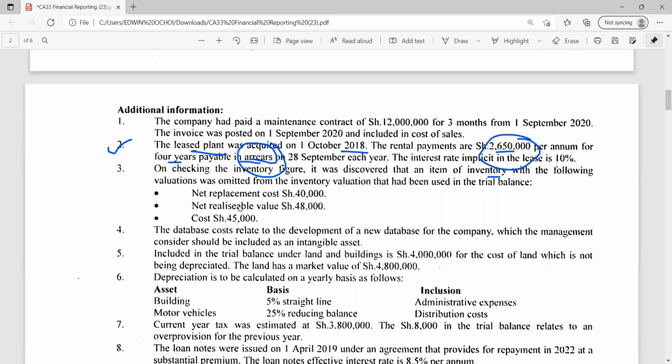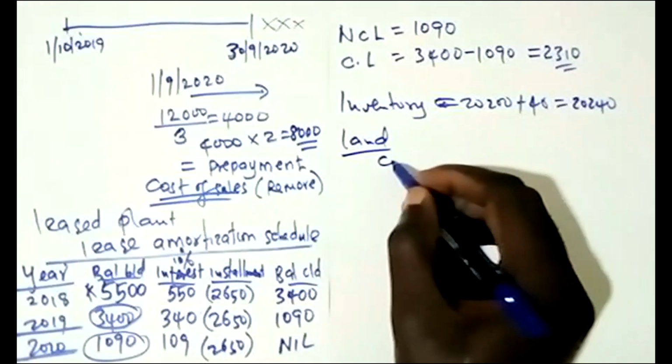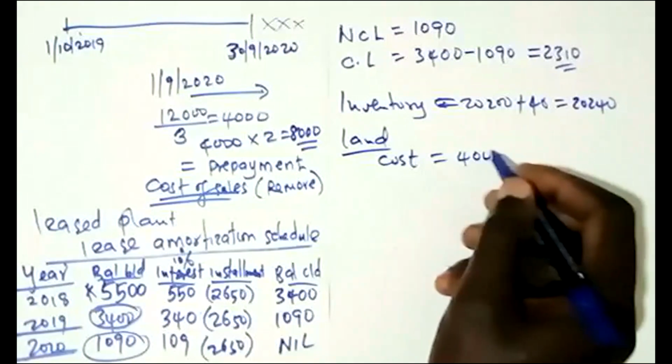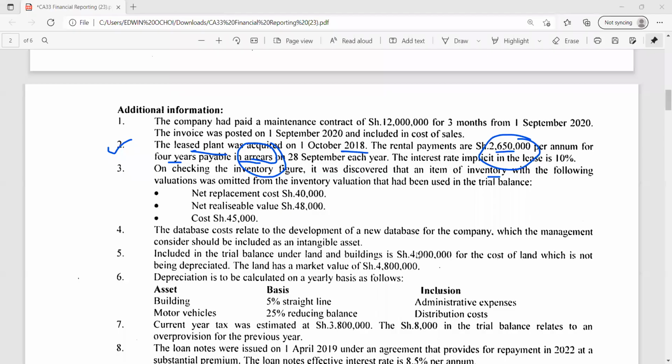Number 5. Included in the trial balance under land and building is 4 million for the cost of land. So its cost, you have been told, is 4,000, which is not being depreciated, and obviously we know that land is never depreciated. The land had a market value of 4.8 million.